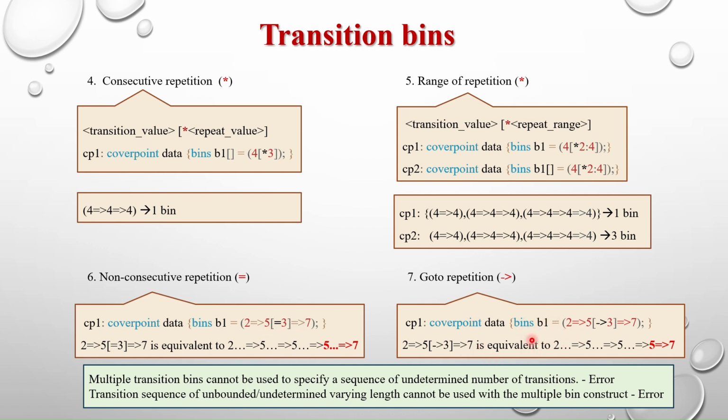Because here after 5 any value can come, at any time it can come. So that is an undetermined number of transitions, right? That's why we cannot use vector bins for non-consecutive and goto repetition. That will throw an error. These are the two types of errors we can see in the terminal when we use vector bins. For consecutive repetition we can use vector bins. But for non-consecutive and goto repetition you should use scalar bins only. The vector bin construct is not allowed.